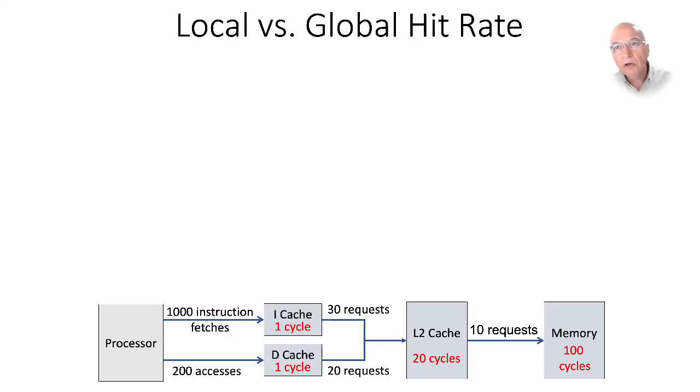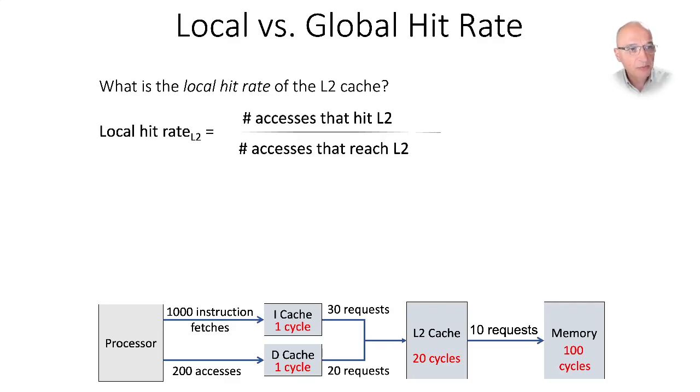And this is a note now on local versus global hit rate. The problem said that the local hit rate of L2 was 80%. The local hit rate of any level of cache is the number of accesses that are found in that level divided by the total number of accesses that arrive there. If I would just consider the number of accesses that are found here versus the total number of accesses for the whole machine, that rate would be the global rate. So this is 40 divided by 50, an 80% hit rate for the L2.